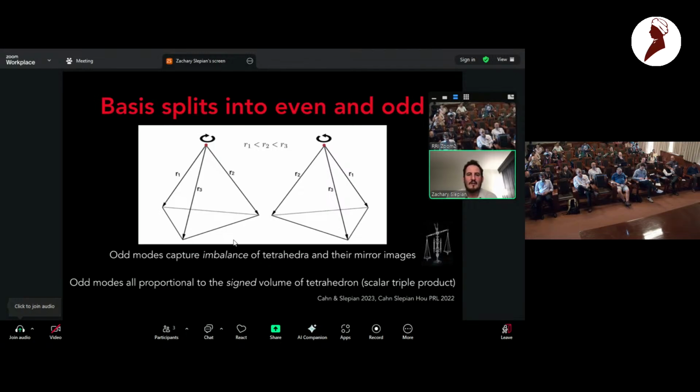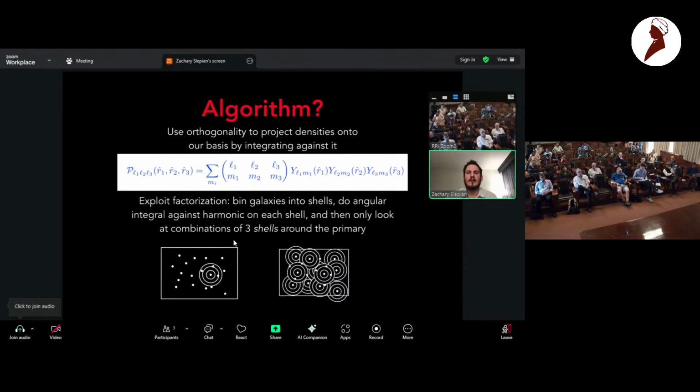Okay, so I've now told you a little bit about the basis we're going to be working in. I now need to show you an algorithm. How do we actually, in practice, measure the radial coefficients? Well, we can simply use orthogonality of these basis functions, which I'm duplicating here again, to project the densities onto the basis by integrating against it. Now, I want you to notice this basis factorizes. It splits into something depending on one unit vector, R1 hat, another R2 hat, and a third R3 hat.